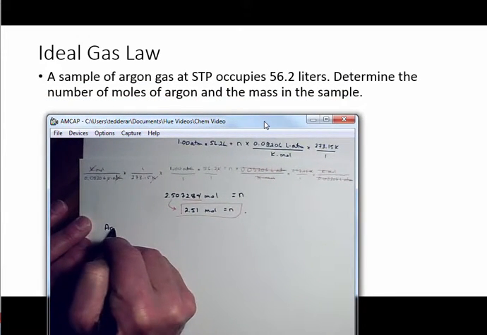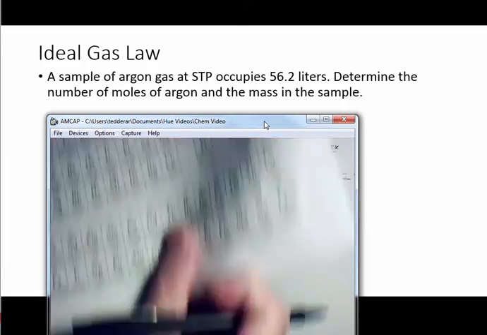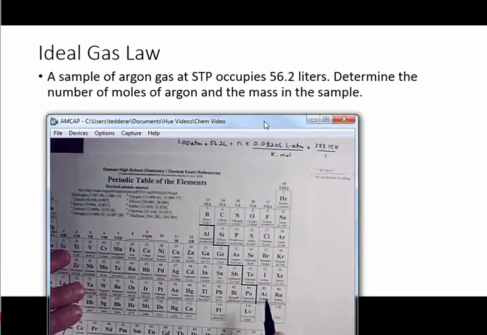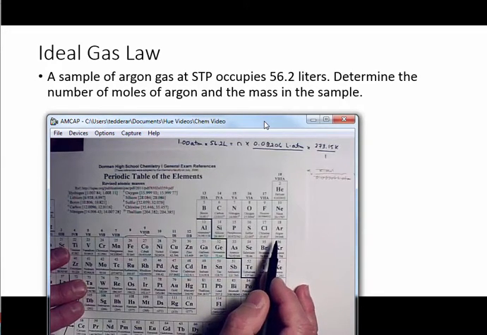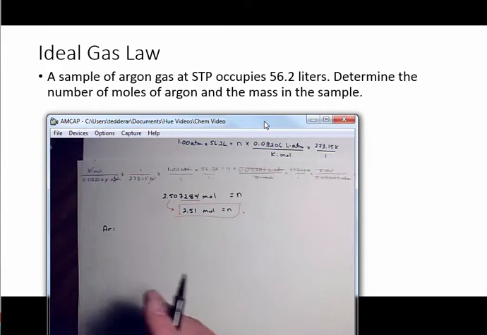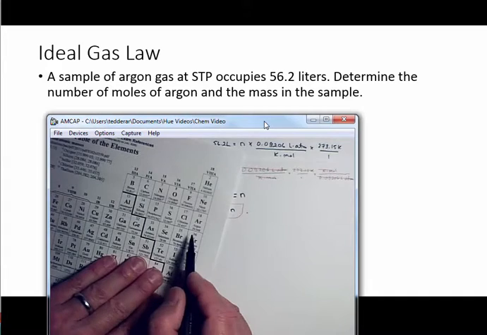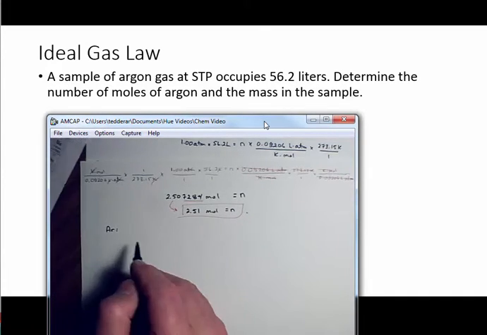So argon is Ar. Argon is a noble gas, so it's not one of the diatomic gases. It's just argon. One atom of argon makes a molecule of argon gas, because it doesn't combine with other things. It's pretty much inert, we call it. And so all we've got to do is have the atomic mass of argon, 39.948.